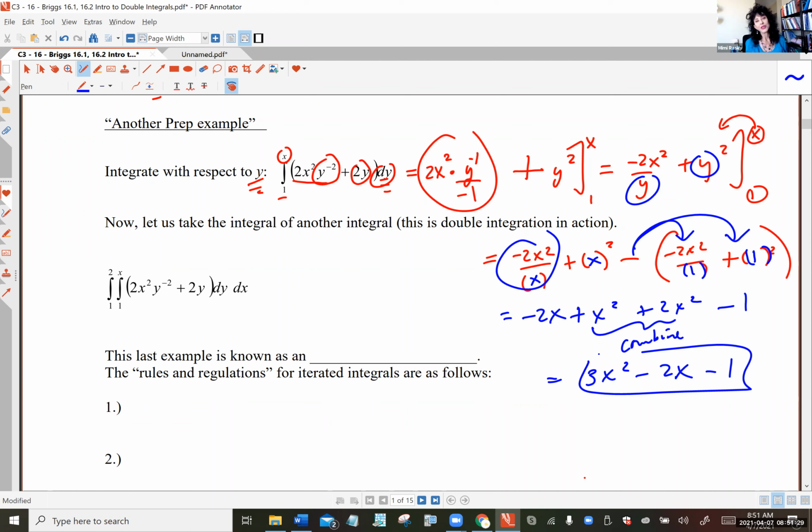Now I'm ready to take the training wheels off. Are you guys ready to ride the bike without the training wheels? Can I ask a question real quick? Yes. If you have something like a 2x squared that's being held as a constant, if that plus y wasn't there and it was just the 2x squared y negative 2, could you move the 2x squared to the outside of the integral like you could with other constants?